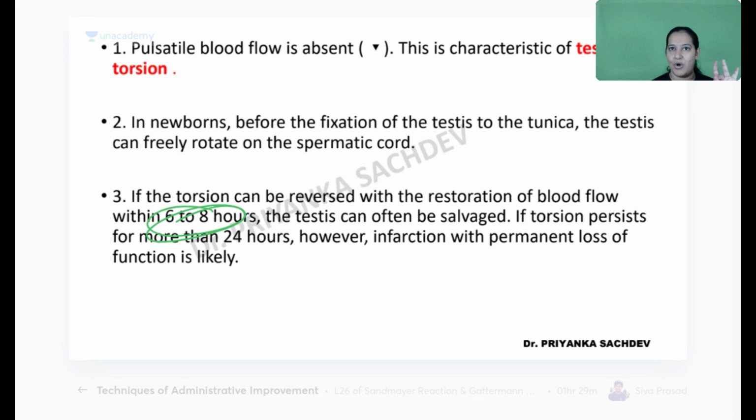Now if the other testis is also gone, it is gone forever, so the patient can be infertile. But if the other testis is there, he will not be infertile. If both testes are affected, then there will be infertility.